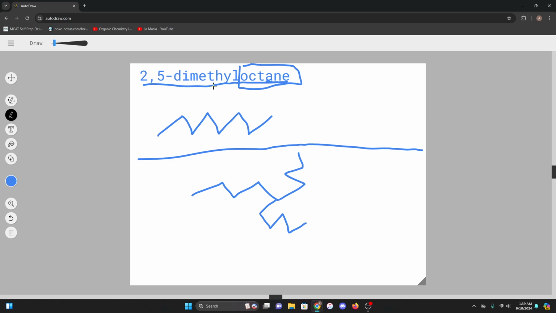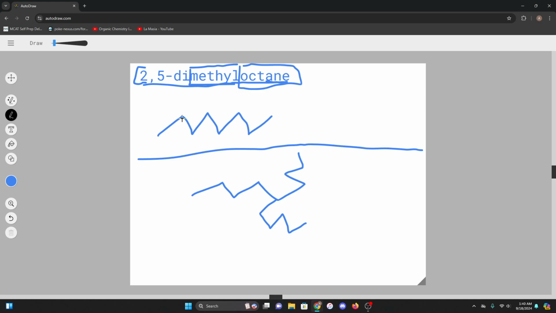The next part we're going to look at is this right here, 2 and 5. So at position 2 and at position 5, we need to have a methyl group. Meth meaning a CH3 group. Okay. And di meaning there's going to be 2 of these.